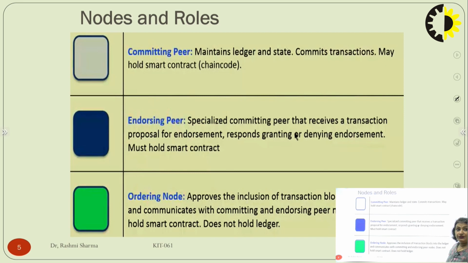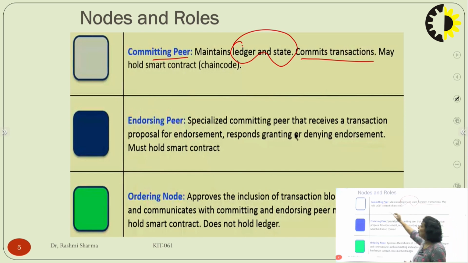So the three nodes which I told you about: one is the committing peer, which maintains the ledger and the state. They have to maintain the ledger, and definitely they commit the transaction. I think everybody knows how you commit transactions in a database. Similarly, we commit the transaction, we freeze those changes, and it is done permanently in the database. Then they may hold the smart contracts of the chaincode, that is the business logic. If that node is a committer and also an endorser, then definitely that node will hold the chaincode. If the node is only a committer, then it is an optional property.